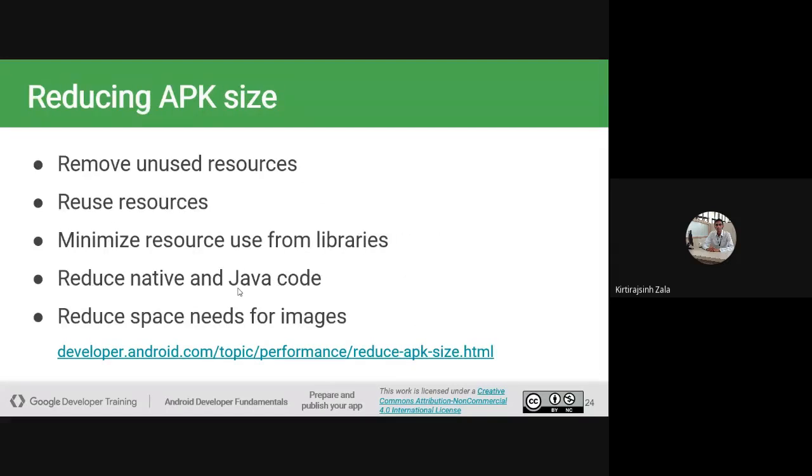Same way, reducing the APK size means removing unused resources, reusing resources, minimizing the resources used from libraries, reducing native and Java code, and reducing the space needed for images. These are certain things which are helpful if you reduce the APK size.